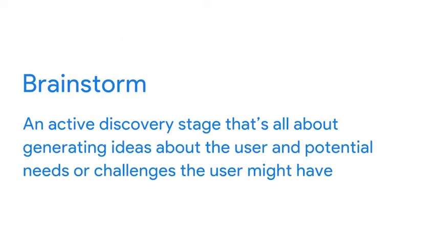The first stage of the product development lifecycle is brainstorm. It's an active discovery stage that's all about generating ideas about the user and potential needs or challenges the user might have. During the brainstorm stage, the team generates ideas to solve a problem, understands the audience they're designing for, and identifies needs or challenges the audience may have. Research plays a key role in this first stage because you're exploring different ways to get to know the audience you're designing for. UX researchers and writers are often heavily involved in this stage, where the team might conduct interviews with potential users or conduct other research.